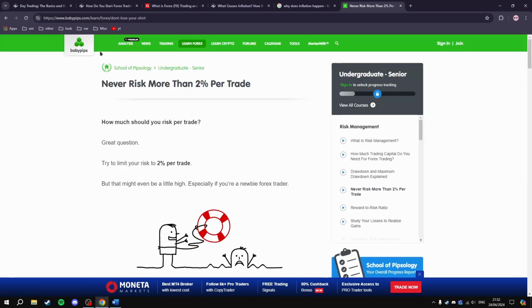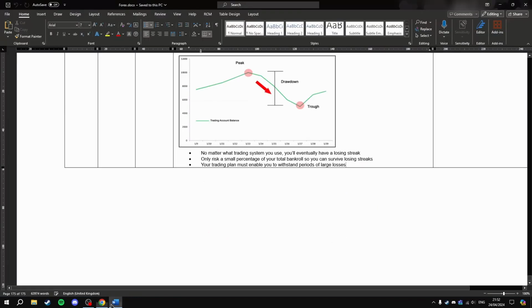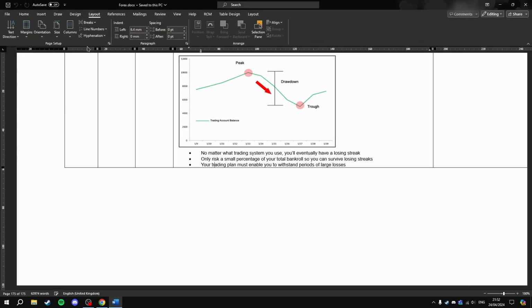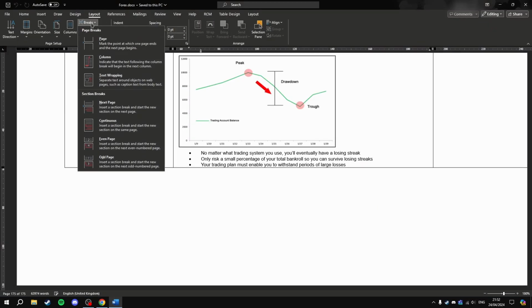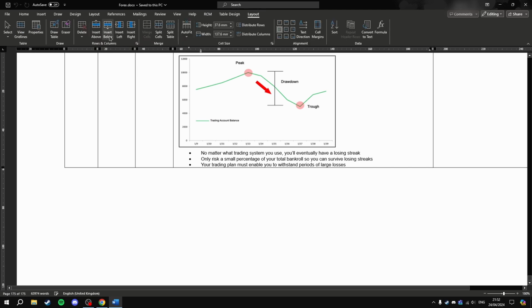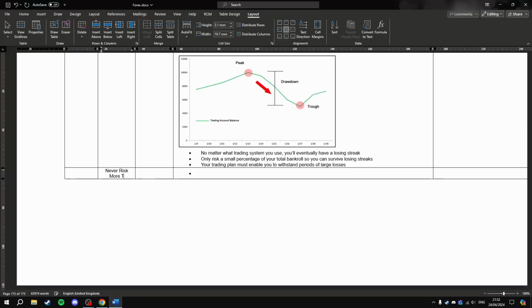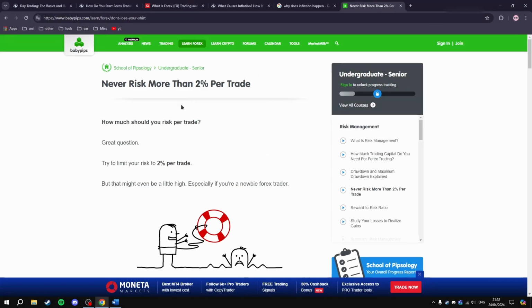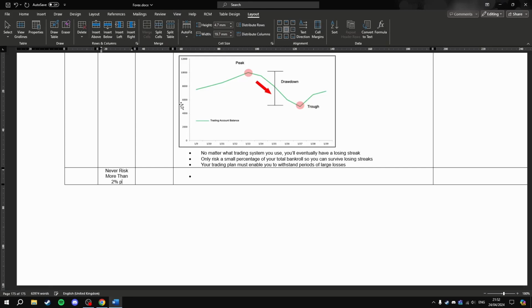And now we're on to never risk more than 2% per trade. Oh no, that's the wrong one. What am I doing? Never risk more than 2% per trade. Date is the 24th.